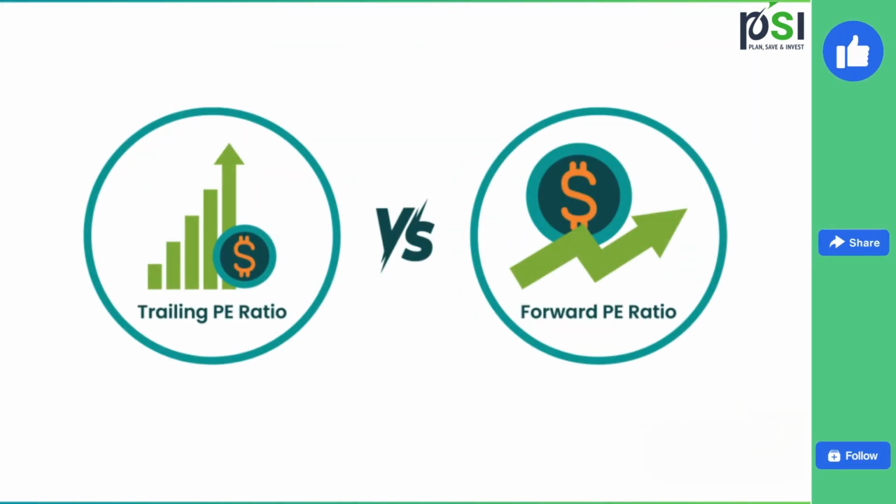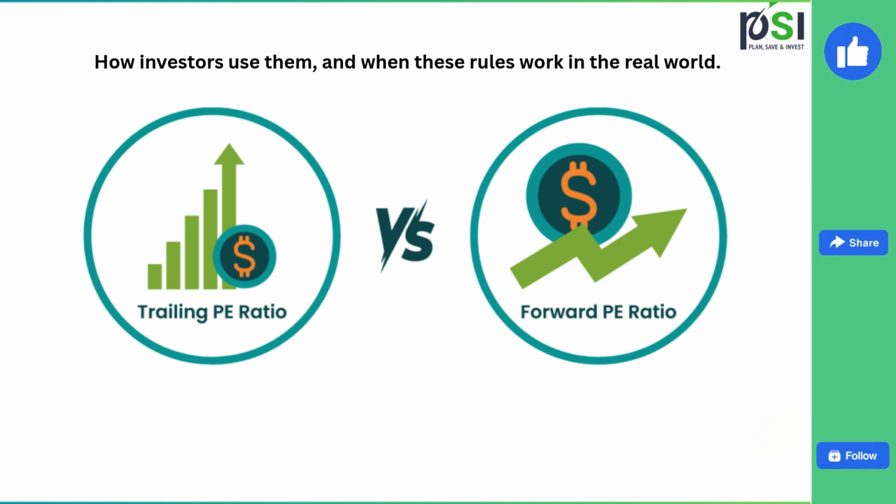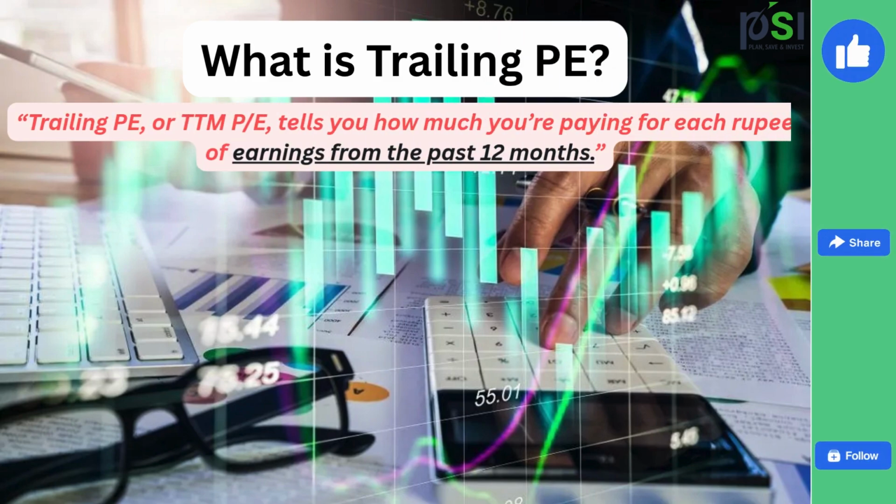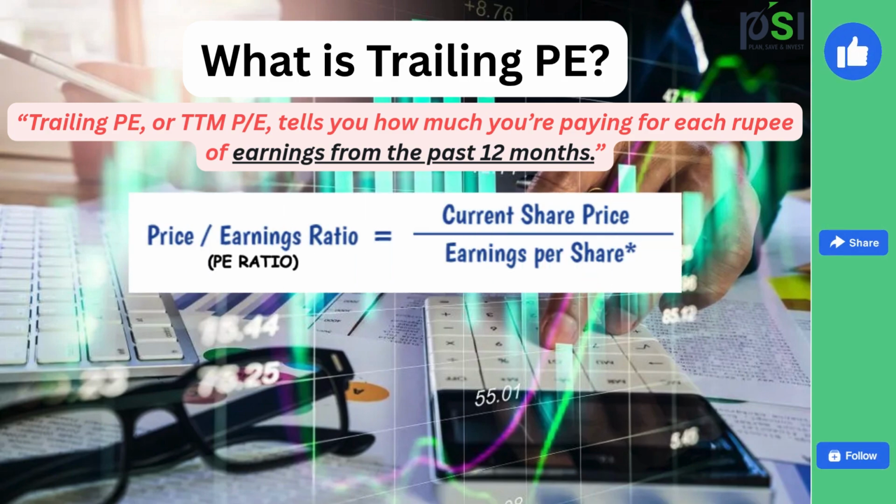Today we will decode the trailing PE and forward PE ratios, how investors use them and when these rules work in the real world. What is trailing PE? Trailing PE or TTM PE tells you how much you are paying for each rupee of earnings from the past 12 months. So the formula for price to earnings is current market price divided by earnings per share.